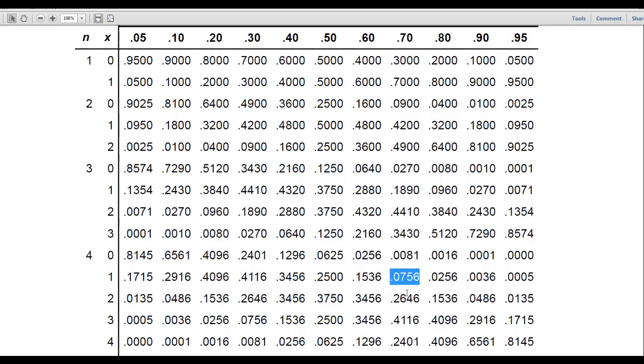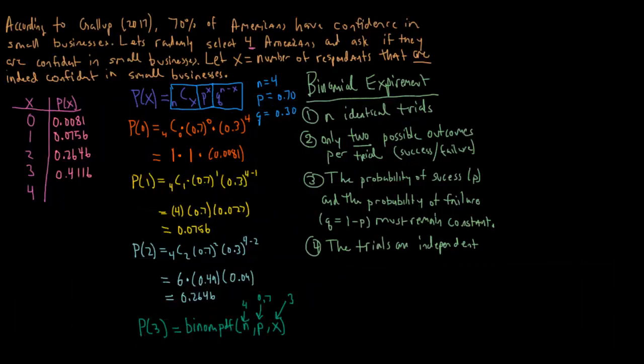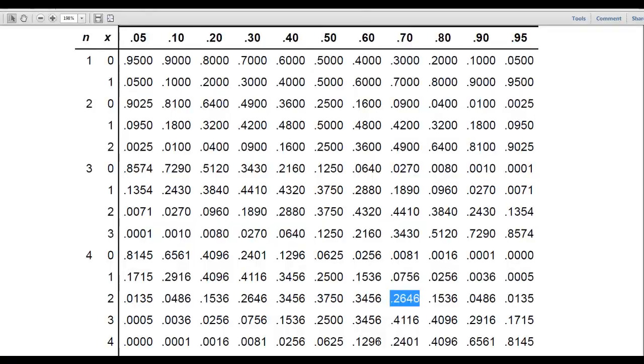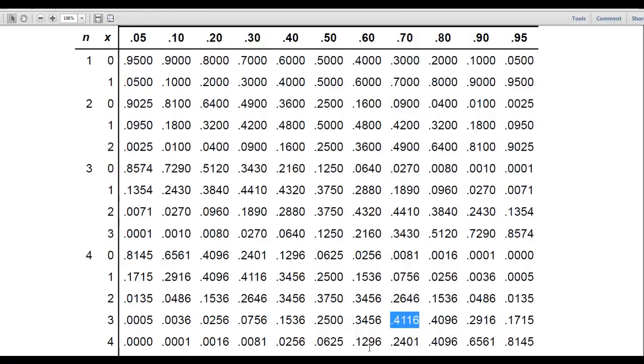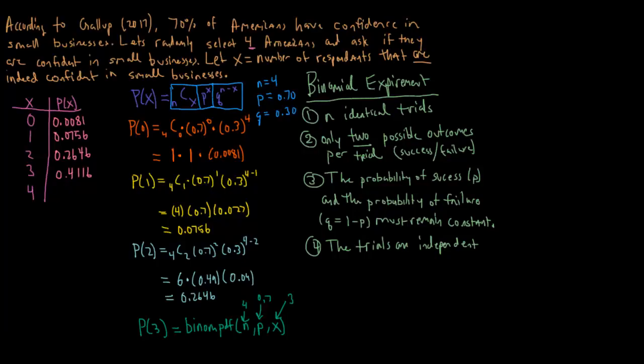What about the probability of 2? 0.2646, exactly what we found it to be. What about the probability of 3? 0.4116, again, exactly what we found it to be. And what's the missing piece? This last one right here, 0.2401. So the probability of 4 successes out of 4 is 0.2401.